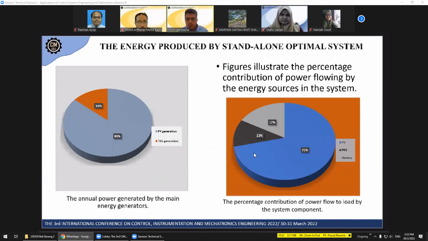After obtaining the best design, the energy flow can be analyzed by using a rule-based algorithm. In this slide, as we see in this figure, contribution of the energy produced by a panel during 1 year, PV contributed about 86%, and thermoelectric generation contributed about 14%. Also, we can see in this figure the contribution of the power data flow to the load during 1 year.